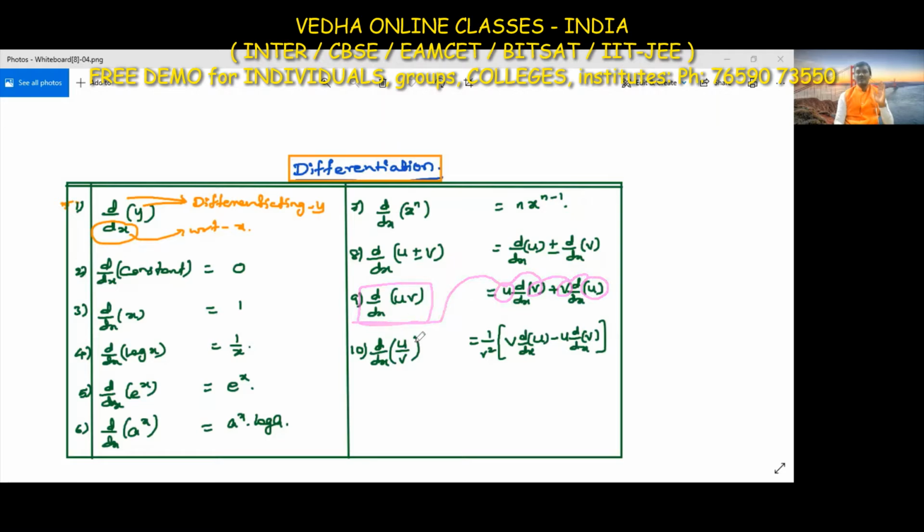Okay, if it is d by dx of u by v, then 1 by v square, and compulsorily v outside differentiating u, and u outside differentiating v. In the product rule, if we interchange, no problem, nothing will happen. But here we have a negative sign for the second term. That's why the order is also very important. V outside differentiating u and u outside differentiating v.